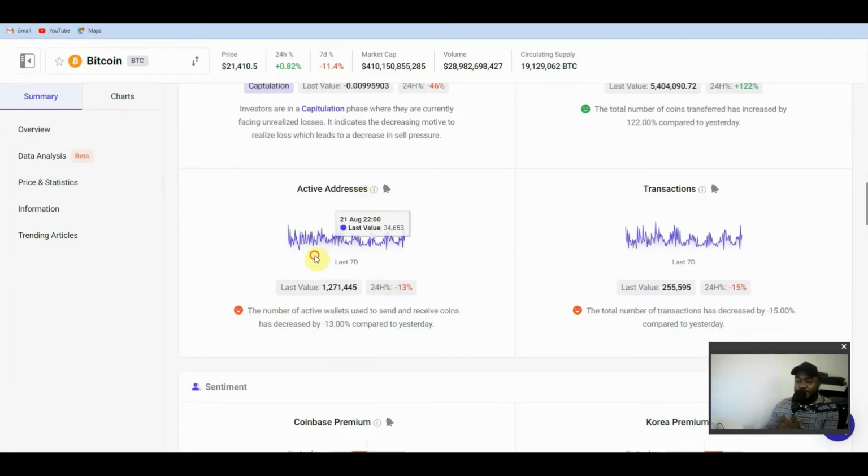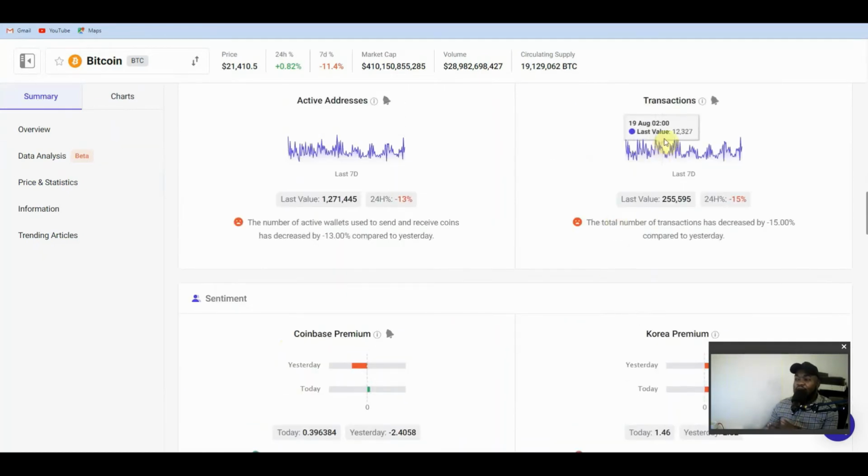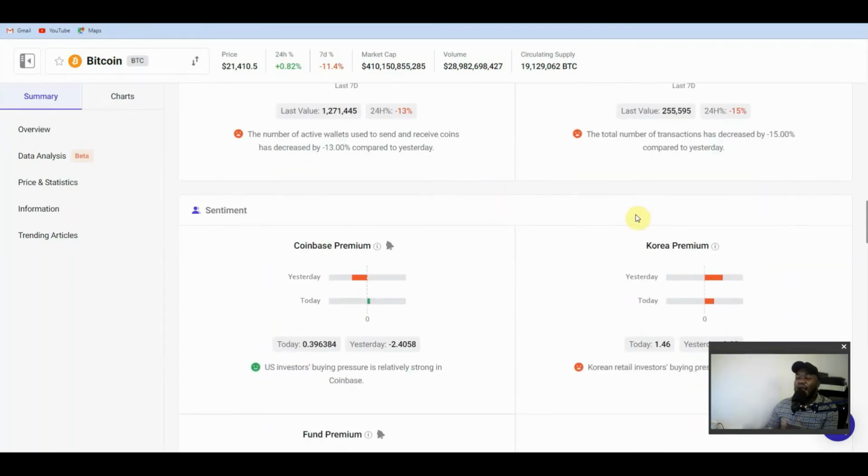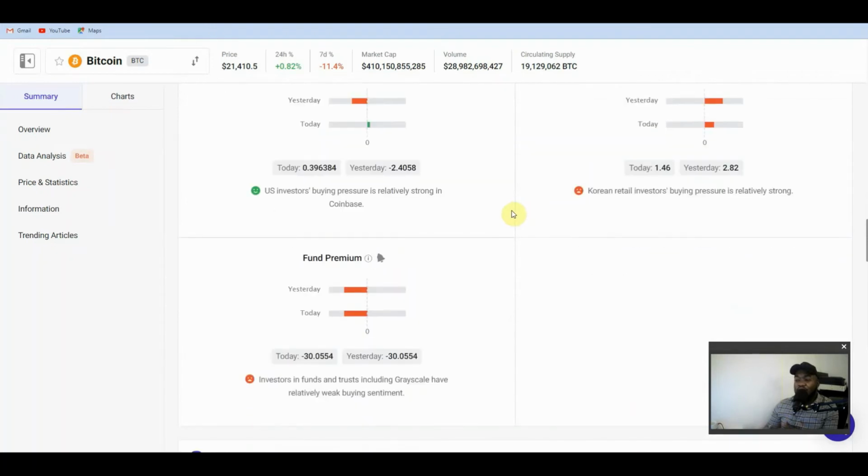Active address. Now, this one is showing you active addresses. The number of active wallets used to send and receive coins has decreased by 13% compared to yesterday, indicating what? More dumps in the market. Now, here is showing you transactions. The total number of transactions has decreased by 15% compared to yesterday, as of the time I'm making this video. So this is actually showing you that the market is not in good terms.